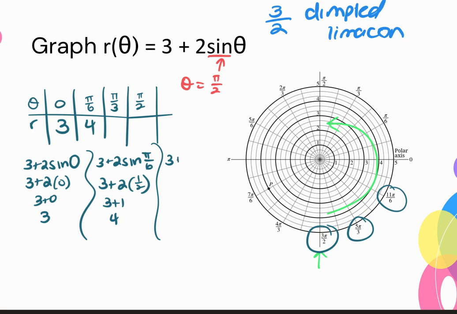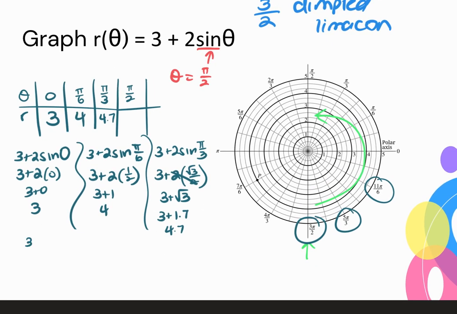Then I'm going to go 3 plus 2 sine pi over 3. What's the sine at pi over 3? Root 3 over 2. The 2's cancel. What did we say we're going to approximate root 3 to be? 1 point, bigger than that. Maybe like 1.7, 1.8 if you want to make it rounded. So this would be like a 4.7.